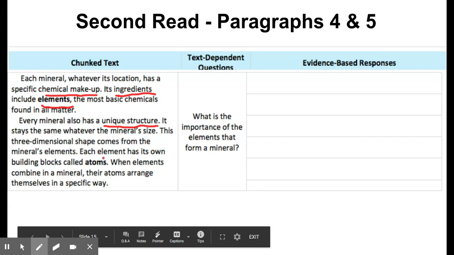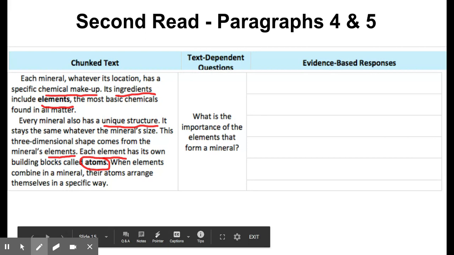I'm noticing this word element, element, element. I'm going to underline that. I'm assuming this paragraph is all about elements. I saw it here. I also saw it over here. So each element has its own building blocks called atoms. Okay, these are other parts of an element. Let's circle that. When elements combine in a mineral, their atoms arrange themselves in a specific way. So in other words, sometimes when atoms from different elements come together, they arrange a specific way, and that's what makes it special, is how they are arranged.